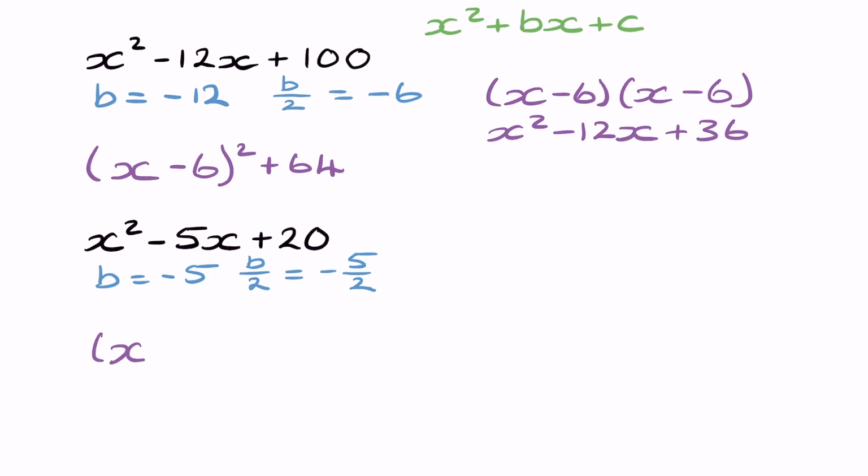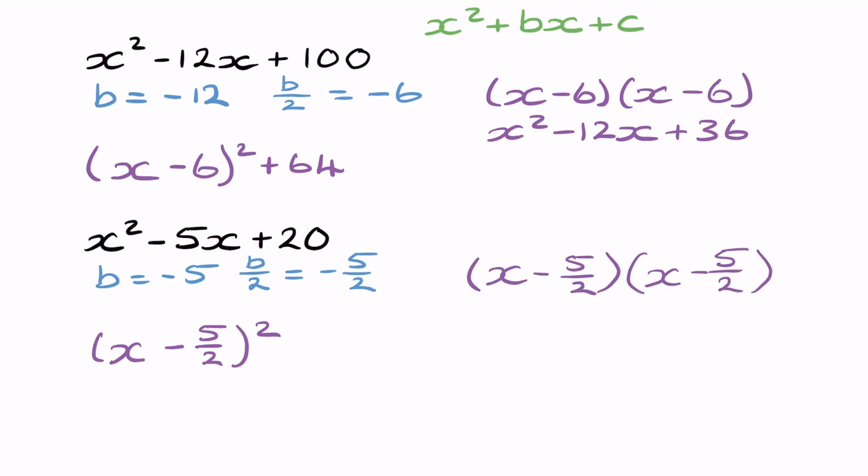This gives us (x - 5/2) squared, and if we expand those brackets, we have x squared minus 5x, and then positive, because a negative multiplied with a negative is a positive, and 5 times 5 for the numerators is 25, 2 times 2 for the denominators is 4.